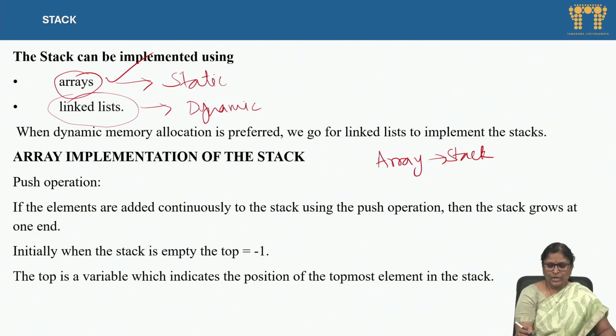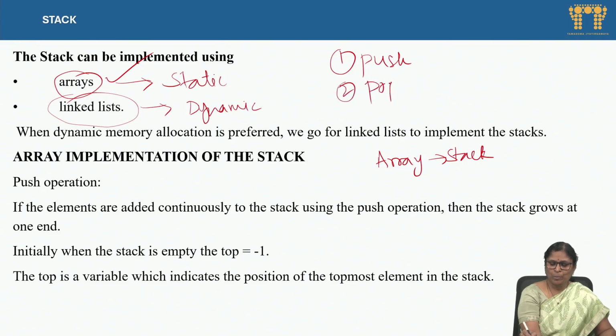So now initially, what are the various operations to be performed on a stack if you want to implement it using an array? The first operation is the push operation. So we write the algorithm for push. Then the second operation is the pop operation. And the third one is what?